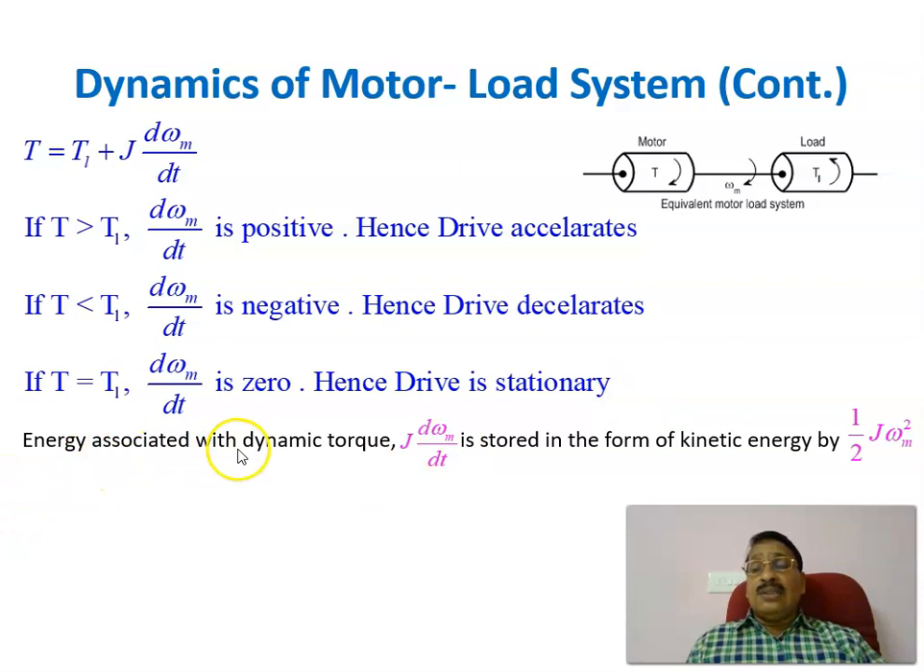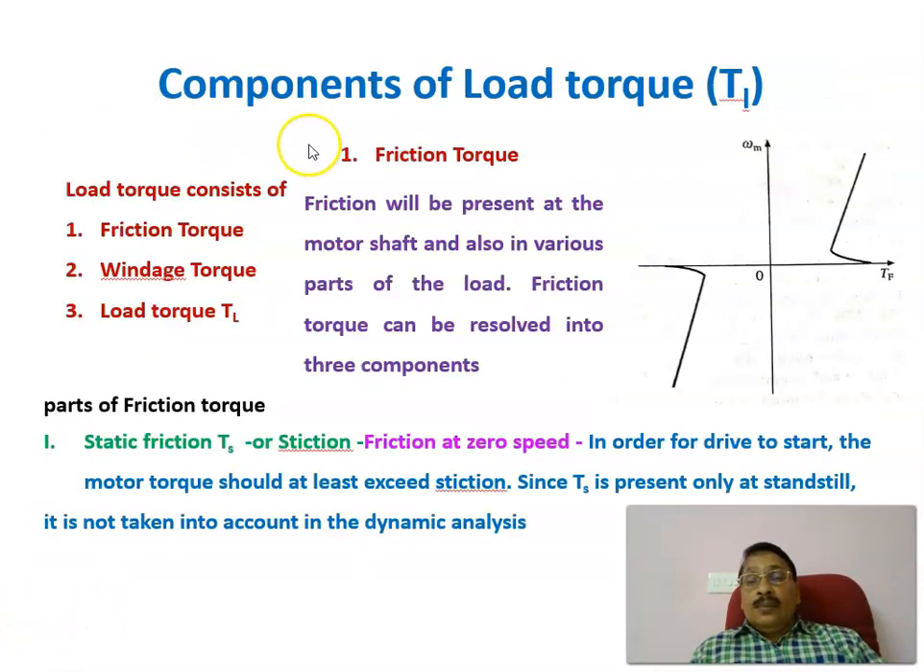Therefore, energy associated with dynamic torque, that is J into d omega m by dt, is stored in the form of kinetic energy, half J omega m square. Therefore, this is the dynamic equation relating the motor torque, load torque, and the speed of the motor, moment of inertia, etc. In previous slides we have seen the torque produced by the motor, T equal to TL plus J d omega m by dt. Now let us see what the different components of the load torque TL are. Different components can be broadly classified into three components.